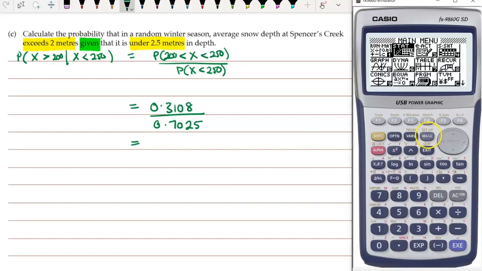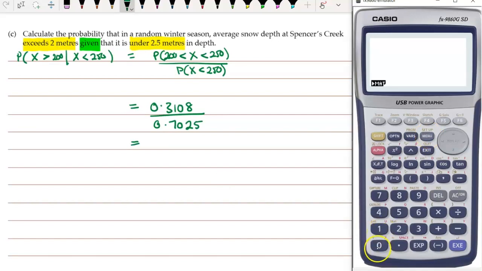So if we do that division, we have 0.3108 divided by 0.7025. An answer of 0.4424. Now, if you check the answers that are given in the book, there's a slight difference in what I've done.